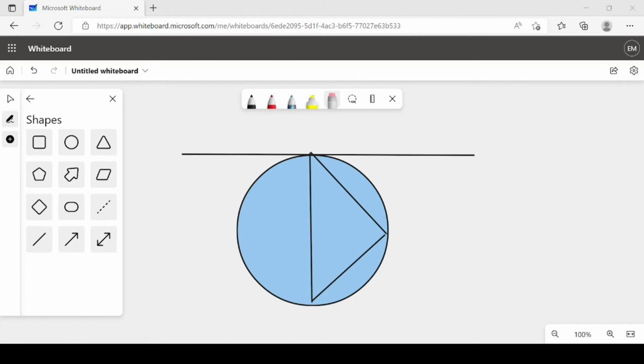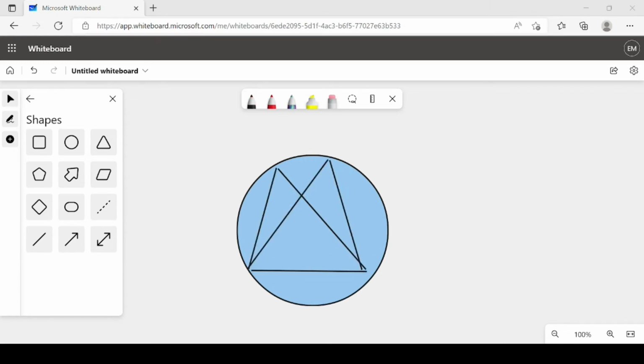Number 9. The angle between a triangle and a tangent is exactly the same as the angle in the opposite segment. This is also known as the alternate segment theorem. So these 2 angles would be exactly the same. Okay, number 10. 2 triangles that share the same base here have the same angles at the top if they're touching the circumference. So these 2 angles would be exactly the same.